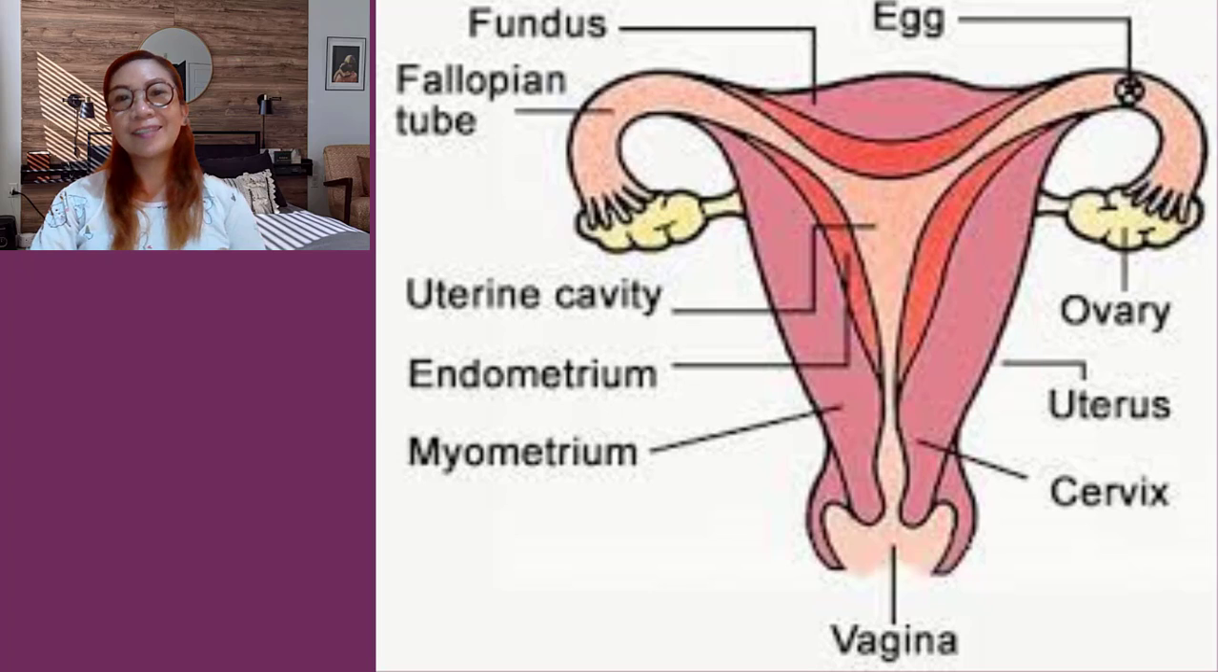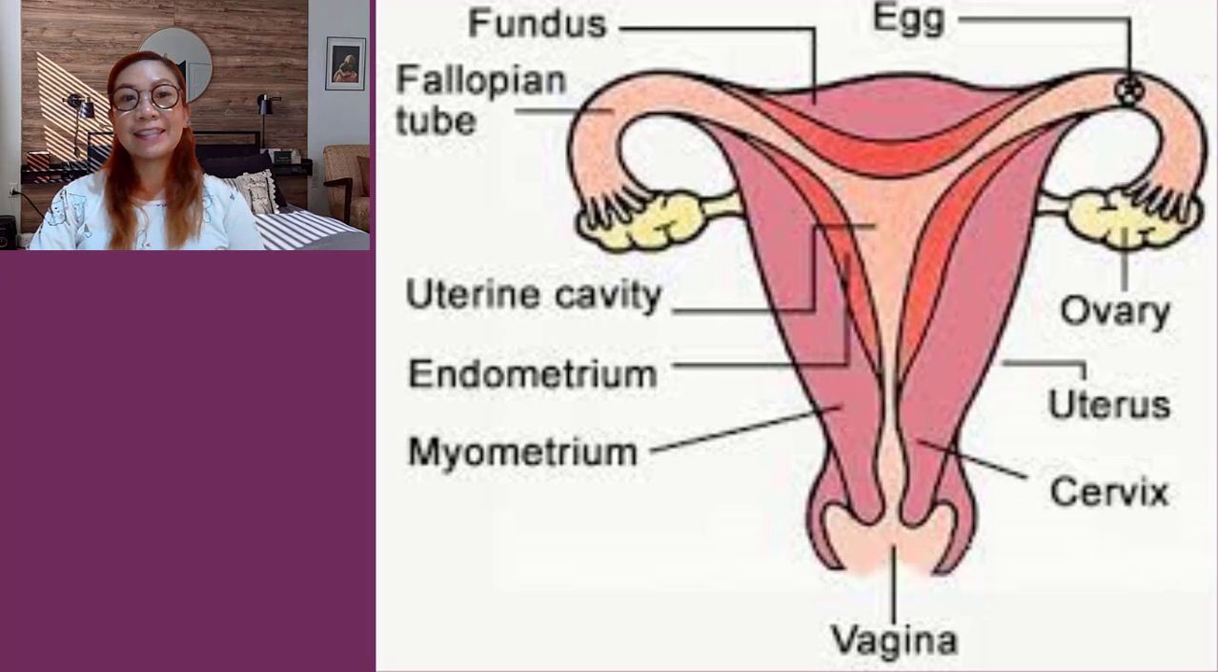For the internal structures of the female reproductive organs, first we have the vagina. The vagina is a canal that joins the cervix, which is the lower part of the uterus, to the outside of the body, and it is also known as the birth canal.